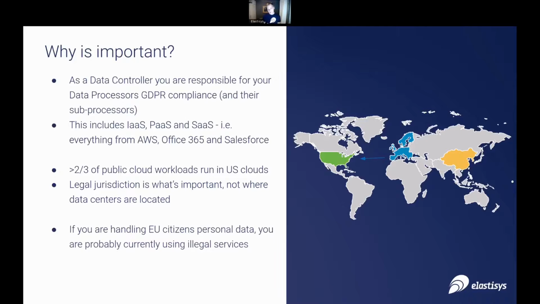So if you're handling EU citizens' data, you're using illegal services. Until this summer, over 5,000 services have been relying on Privacy Shield as a mechanism to transfer data. There's a long list of companies that have signed up and adhere to Privacy Shield. If you're using those services and relying on Privacy Shield, that's currently illegal according to the EU Court of Justice.